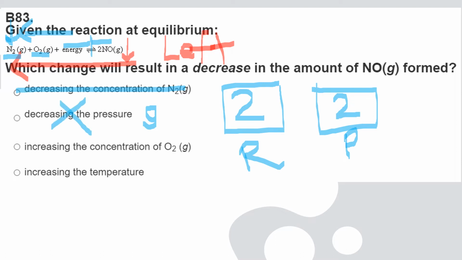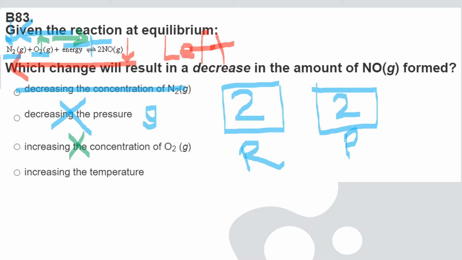Okay? All right, so let me swap colors here. What if I increase the concentration of O2? Well, if I increase O2, anytime we increase concentration, it shifts toward the other side. Well, that's the opposite way I wanted it to go, so that's wrong.